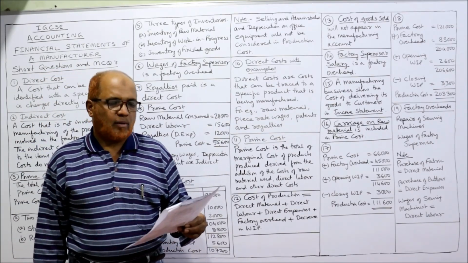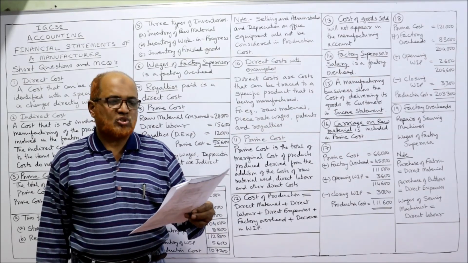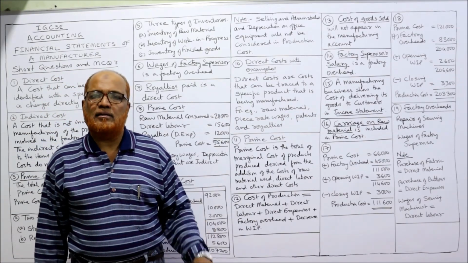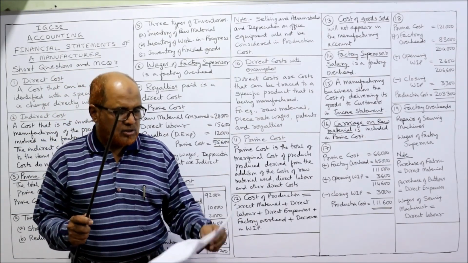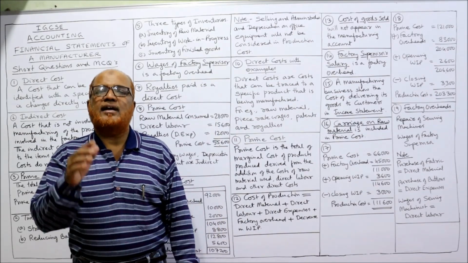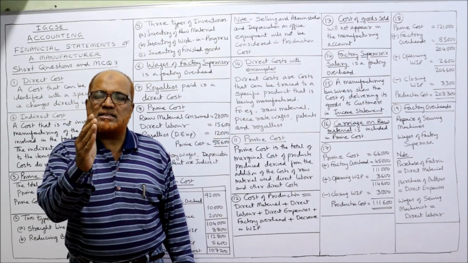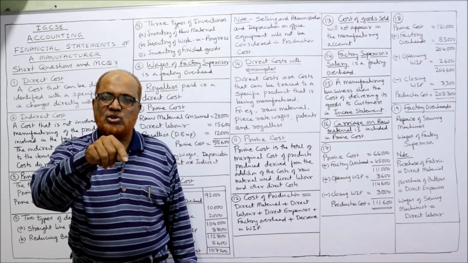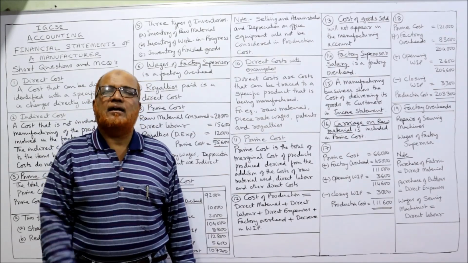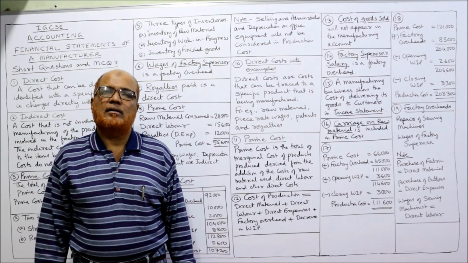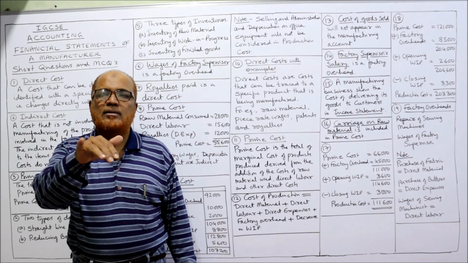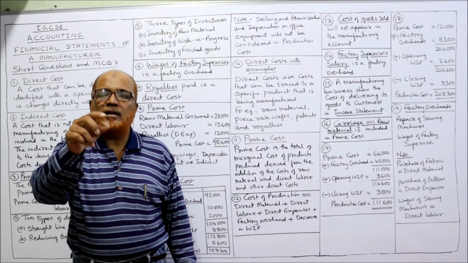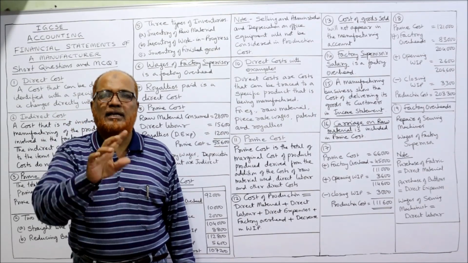No calculation, only a formula is given. How is cost of production calculated? For cost of production, first of all we take direct material plus direct labor plus direct expenses. These three make up prime cost. To prime cost we add factory overhead. After adding factory overhead, you take opening stock of WIP, add, and closing stock of WIP, deduct.